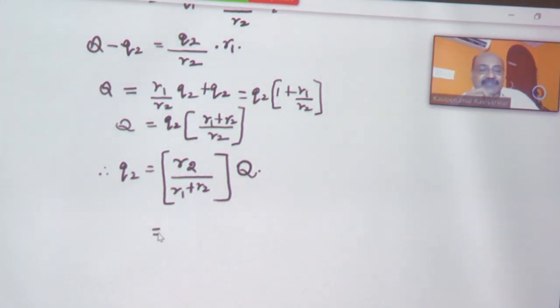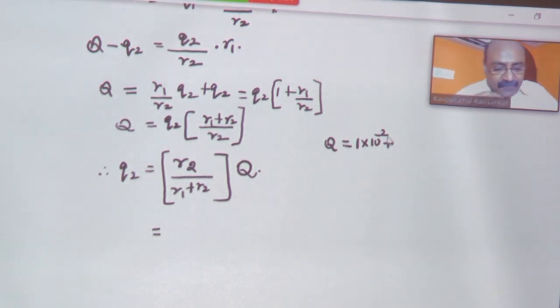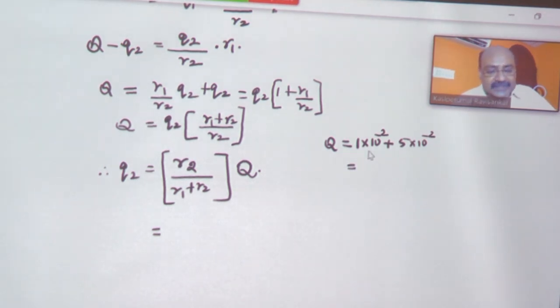Now you substitute the values. What is the total charge? Total charge Q is equal to 1 into 10 power minus 2 plus, what is the next one given? The other charge given is 5 into 10 to the power of minus 2. Both the charges are positive? No, the first charge is negative. So we can say the total charge is additive in nature, 4 into 10 to the power of minus 2 coulomb. Take this and substitute here.